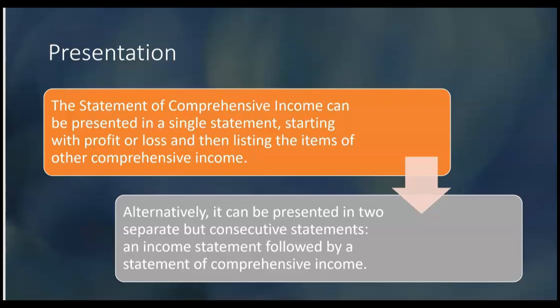All right, the statement of comprehensive income can be presented in a single statement, starting with profit or loss and then listing the items of other comprehensive income. Alternatively, the statement of comprehensive income can be presented in two separate but consecutive statements. First, an income statement, followed immediately thereafter by a statement of comprehensive income. So if it's done in one statement, it starts with net income and then lists the items of OCI, and then you get your total comprehensive income at the end.